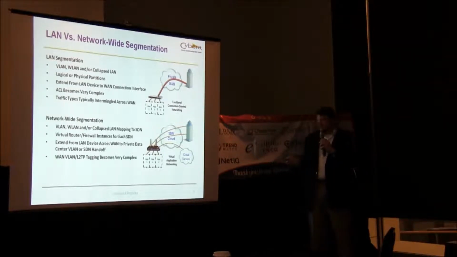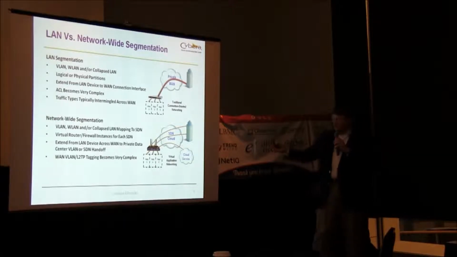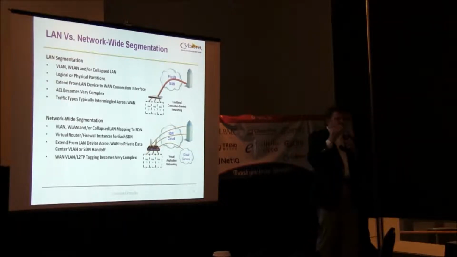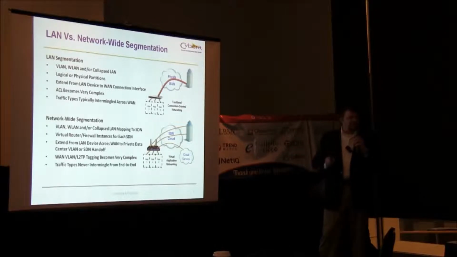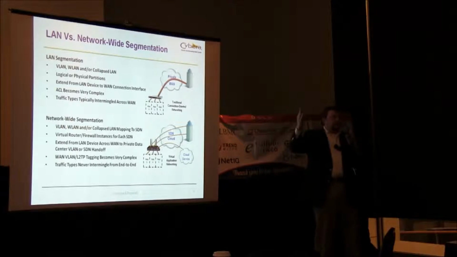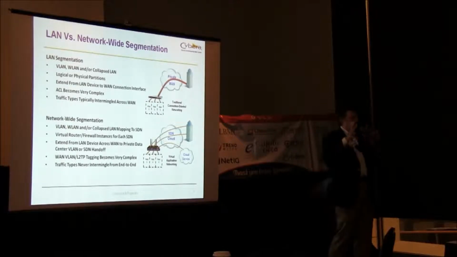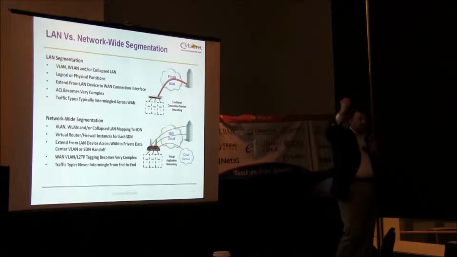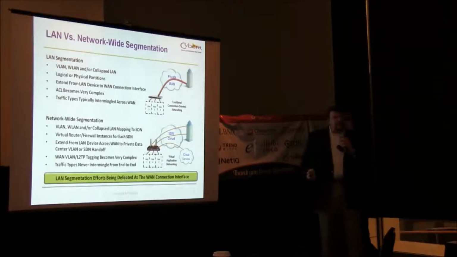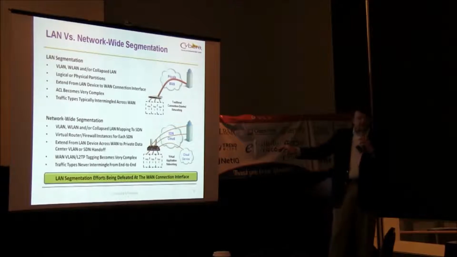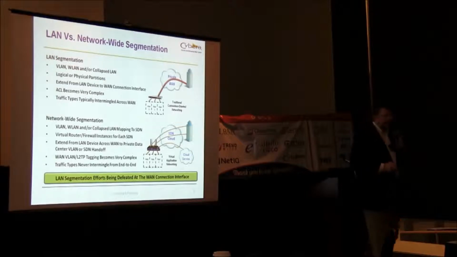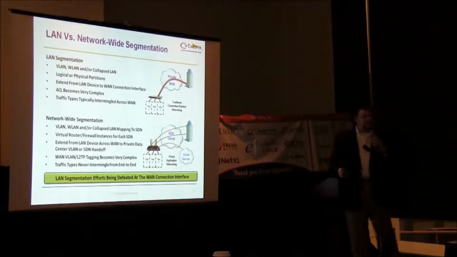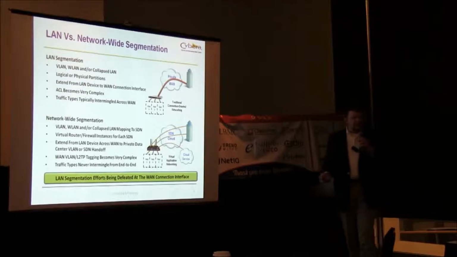It eliminates the complexity of the VLAN to L2TP tunneling, which becomes very, very complex. And it eliminates the device-specific manual configuration that you have to do in every device in your network. And the traffic types are never intermingled from end to end. Therefore, your card data environment and your patient data environment is collapsed down to these discrete two endpoints. And typically, that's a private IP connection. So LAN segmentation efforts are being defeated at the WAN connection interface. And it really renders them useless. We're spending a lot of time to do something that's only half of a job. And that's not an effective way to approach it.